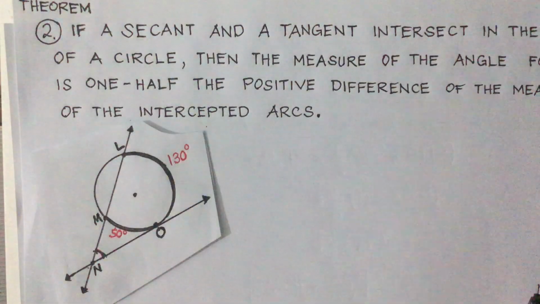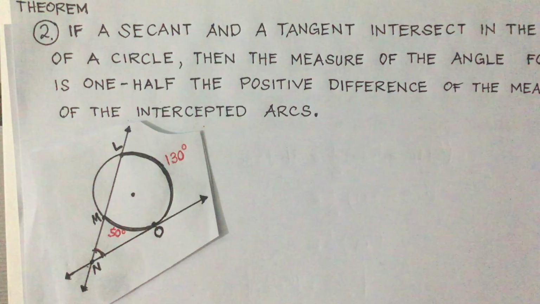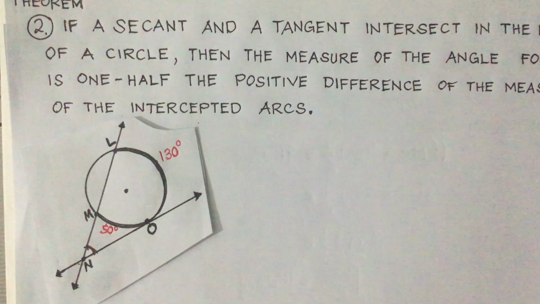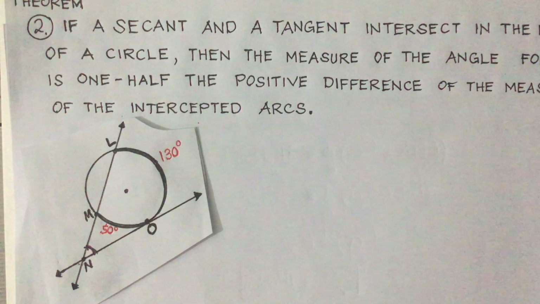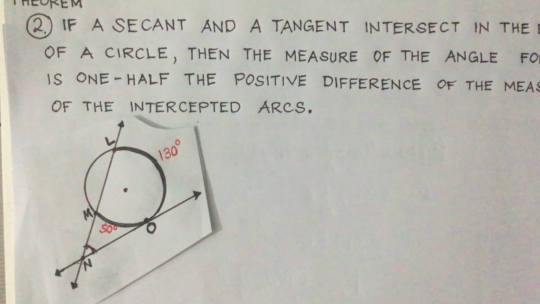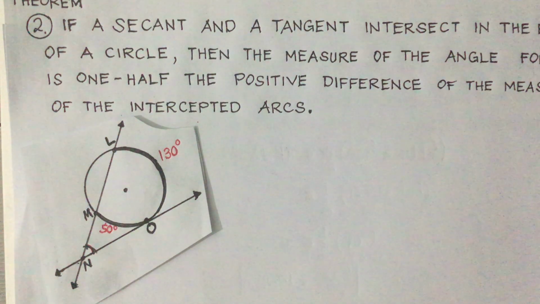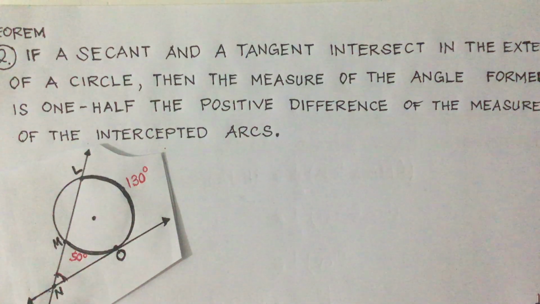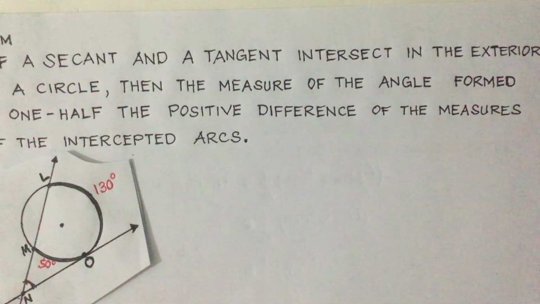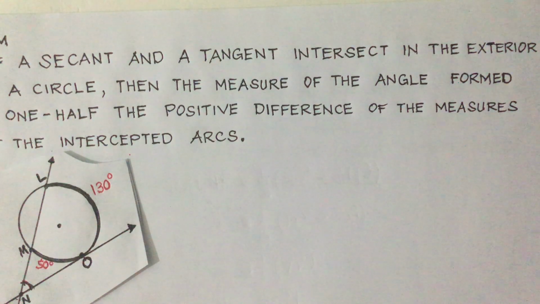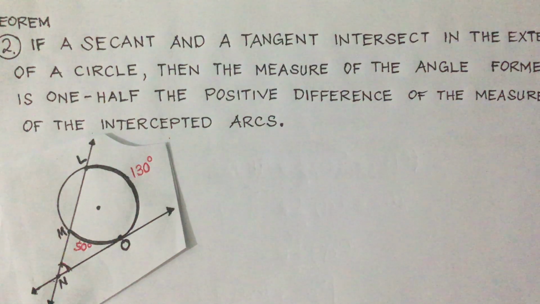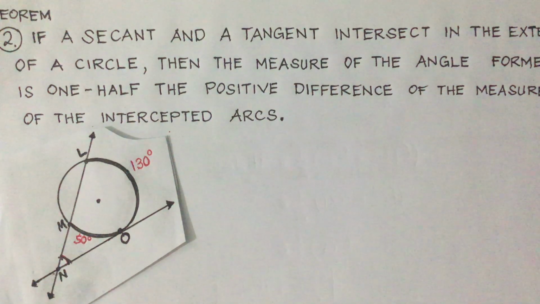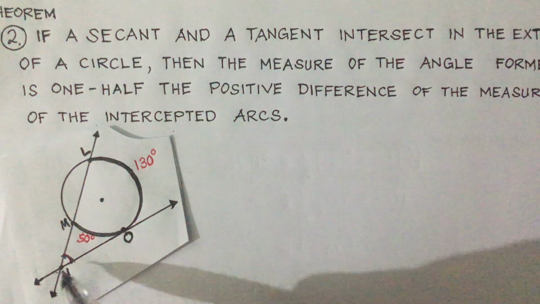So, let's have the second theorem. Ang second theorem is related na siya sa first theorem. Ang kalainan lang niya is ang iyahang lines nga nag-intersect. The first theorem is 2 secants ang nag-intersect in the exterior of a circle. Sa second theorem, if a secant and a tangent intersect in the exterior of a circle, then the measure of the angle formed is 1/2 the positive difference of the measures of the intercepted arcs. Ang point of intersection niya gihapon is outside the circle.